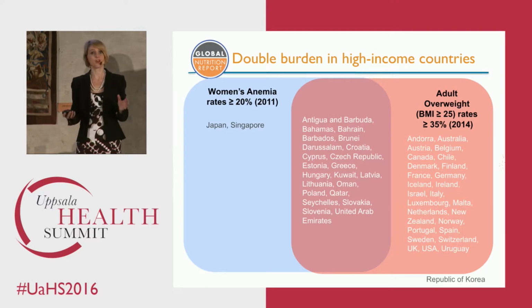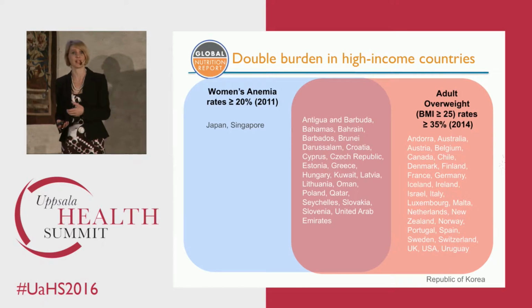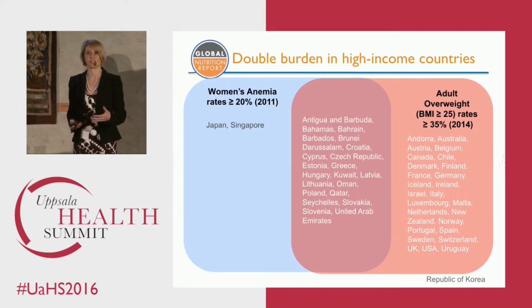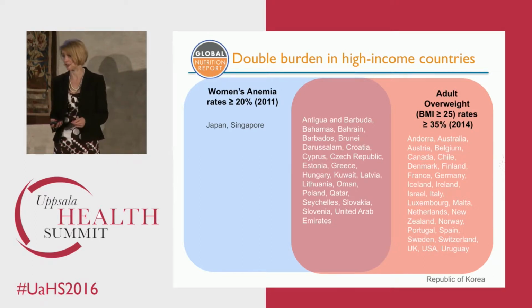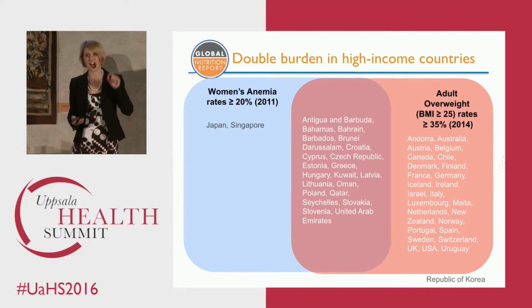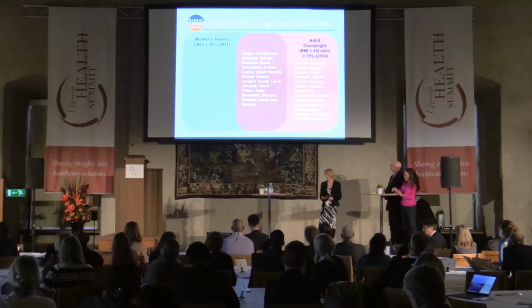We have a double burden of malnutrition. We have undernutrition coexisting with forms of malnutrition associated with excess consumption. This is the combination in high-income countries of anemia with overweight. High-income countries have a double burden. Not every country, but many countries have a double burden.